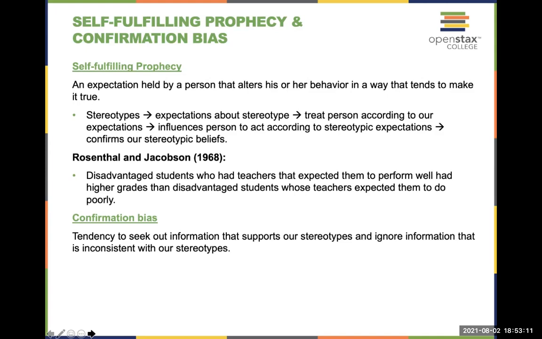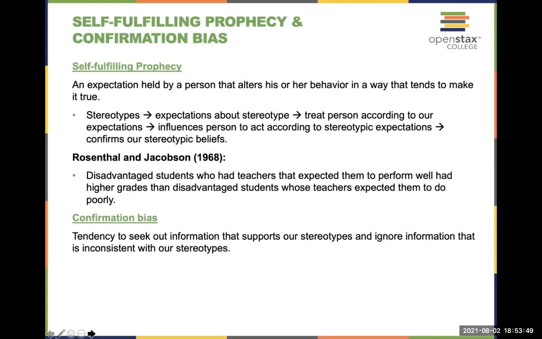So then there's confirmation bias. We have talked about this before as well. Confirmation bias is basically where we seek out information that supports our stereotypes and ignore information that's inconsistent with our stereotypes. Before, when we talked about confirmation bias, we were talking about it in the aspects of information and the echo chamber, right? So I seek information that really only confirms my own belief systems. And it's the same thing with stereotypes and prejudice, right?